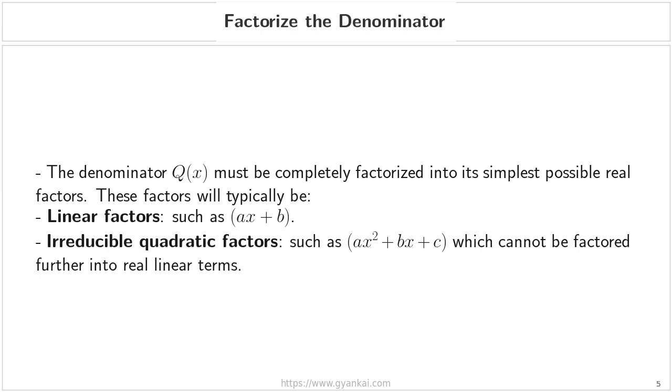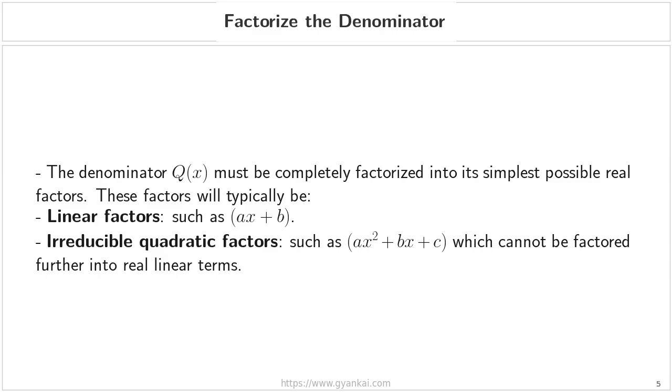The second type is what we call an irreducible quadratic factor. This is a quadratic expression, meaning it has an x squared term, of the form ax squared plus bx plus c, again with a, b, and c being constants. The key word here is irreducible. This means that this quadratic expression cannot be factored further into real linear factors. You might have tried to use the quadratic formula and found that the discriminant, that part under the square root, is negative. If that happens, you know you've got an irreducible quadratic.